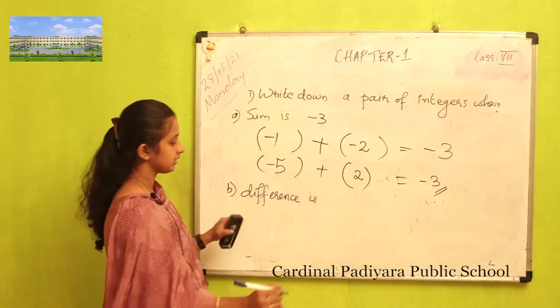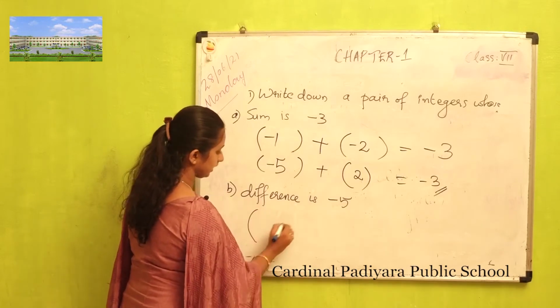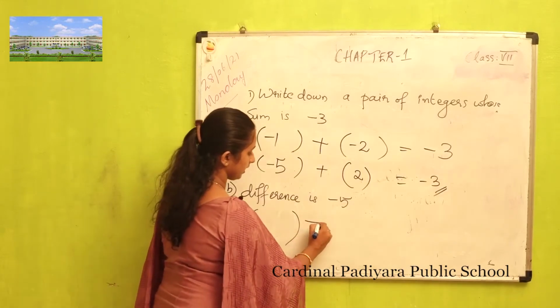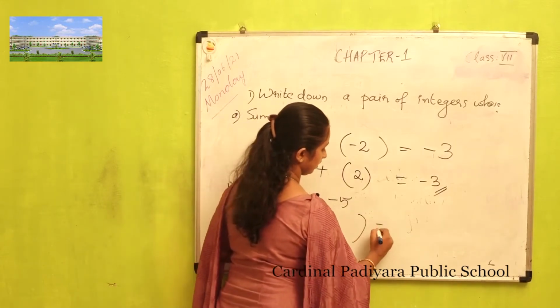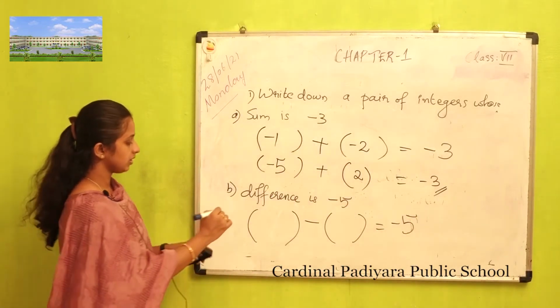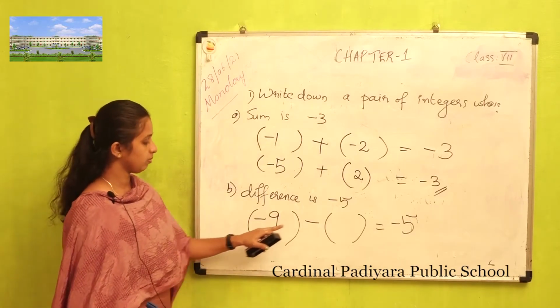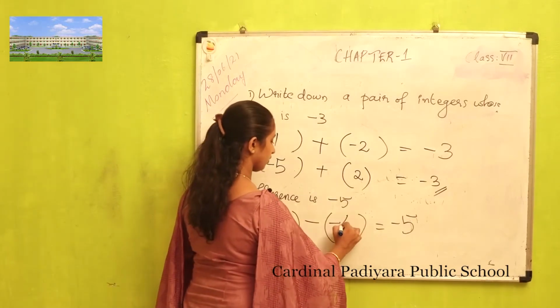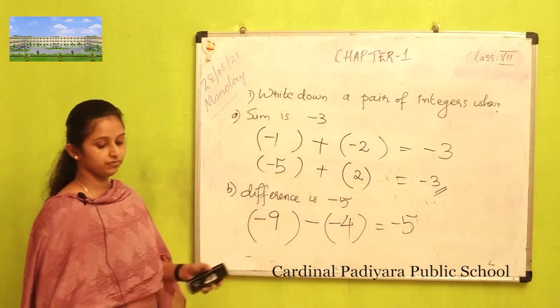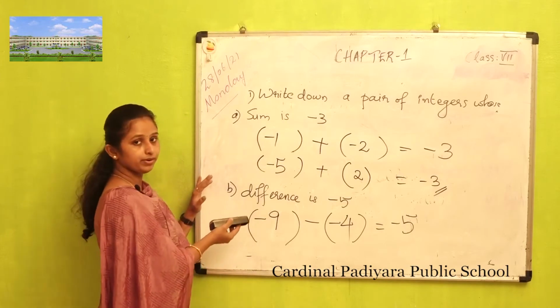The difference is negative 5. That means any number minus any number, we have to get the answer negative 5. So let me take negative 9. Negative 9 minus negative 4. What is the answer? Negative 5. Okay, is that clear? This we have already done.